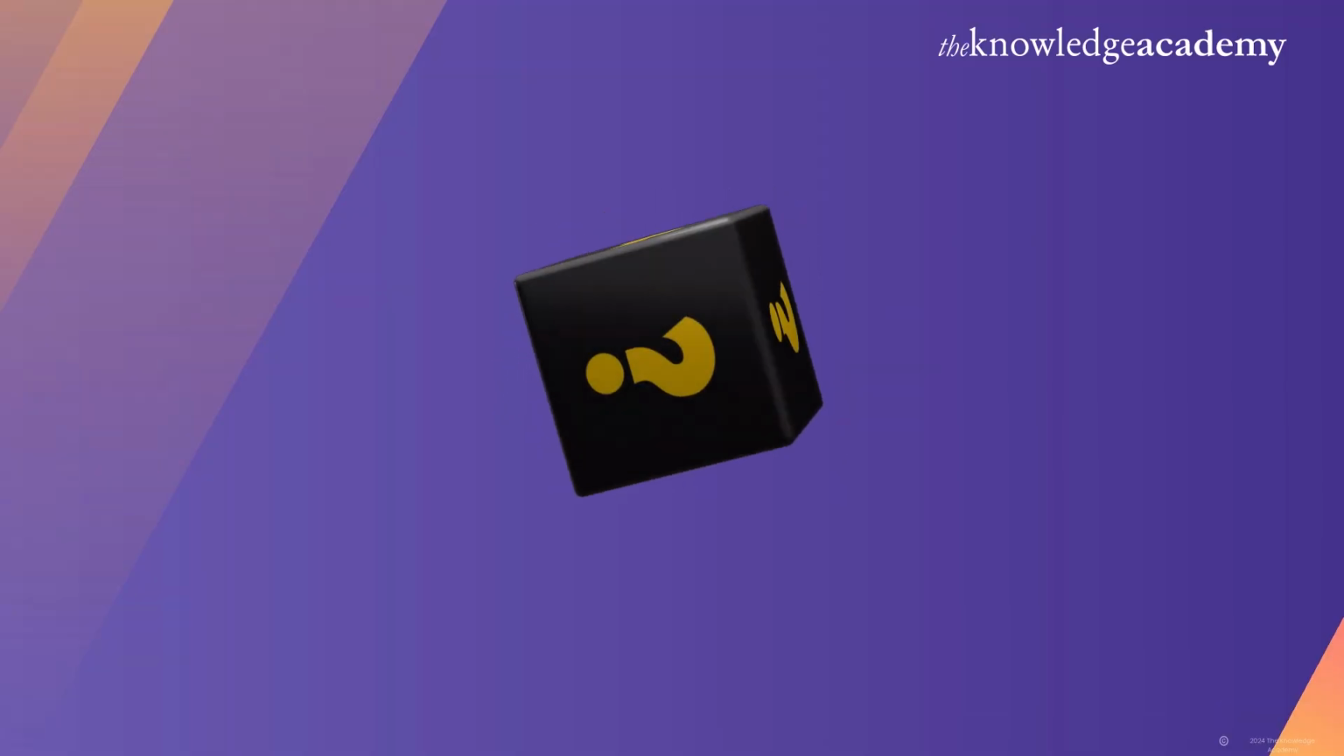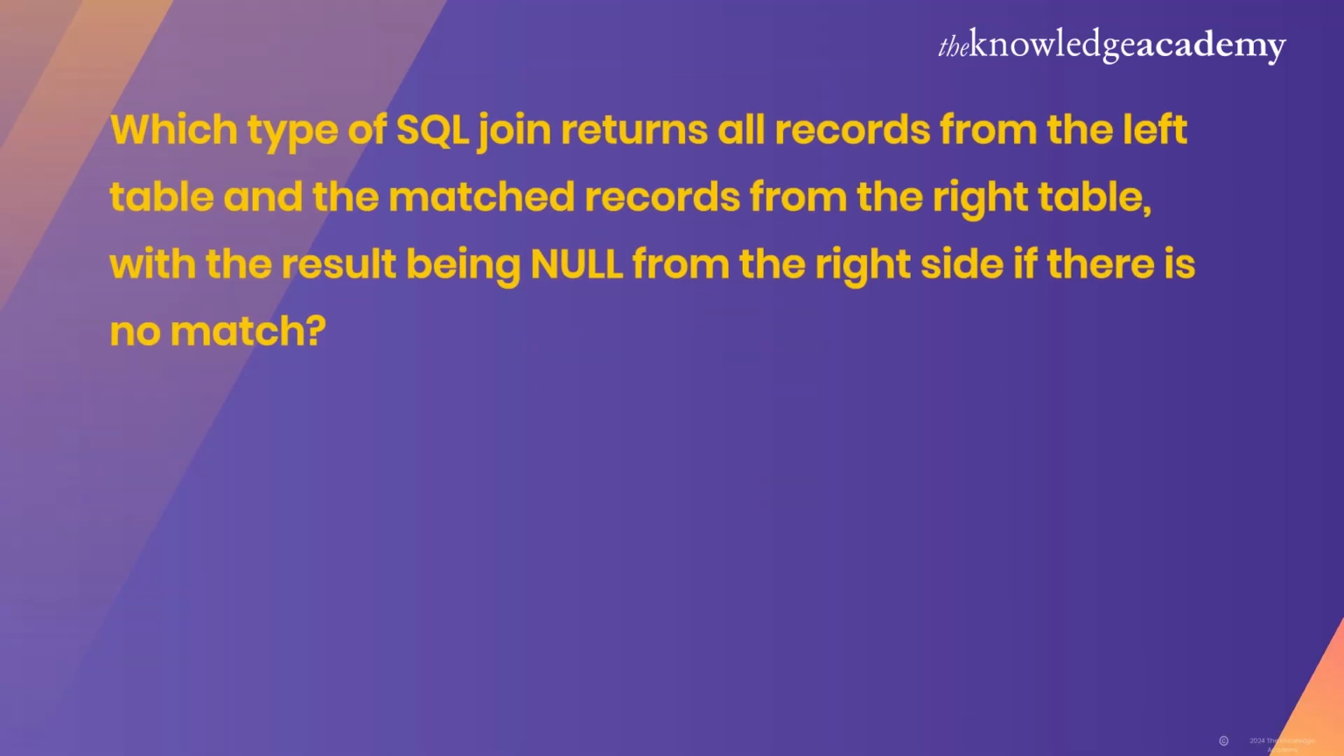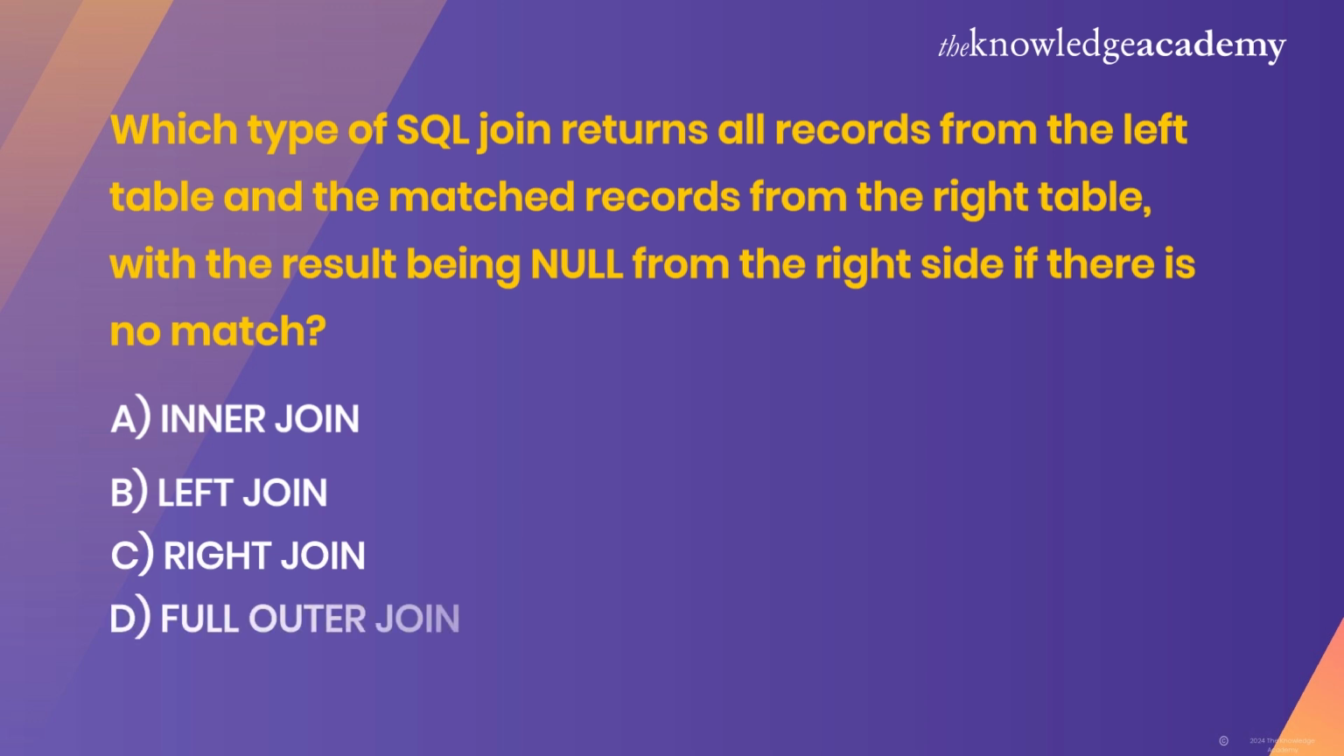Now here is a question for you. Which type of SQL join returns all records from the left table and the matched records from the right table, with the result being null from the right side if there is no match? A. Inner join. B. Left join. C. Right join. D. Full outer join. Write your answers in the comments section below.